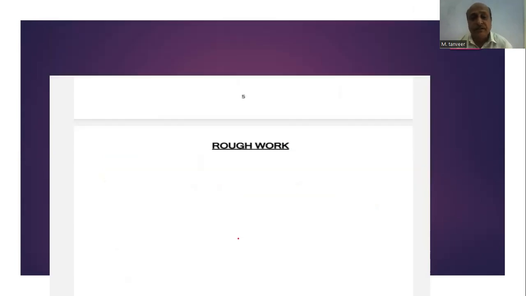This was section B. This page is for rough work. If you want to calculate anything, you can write here. So this PBA is completed.